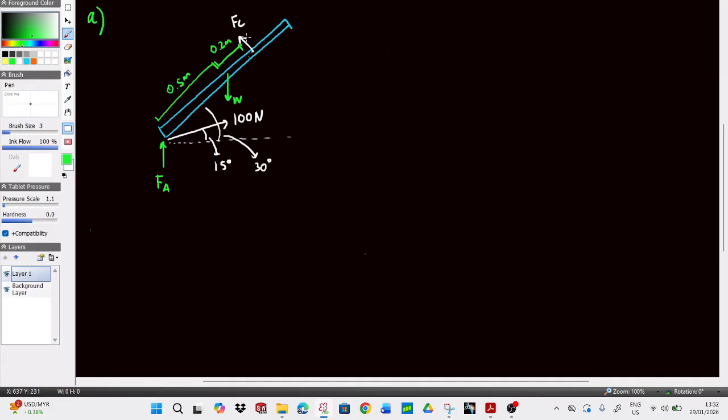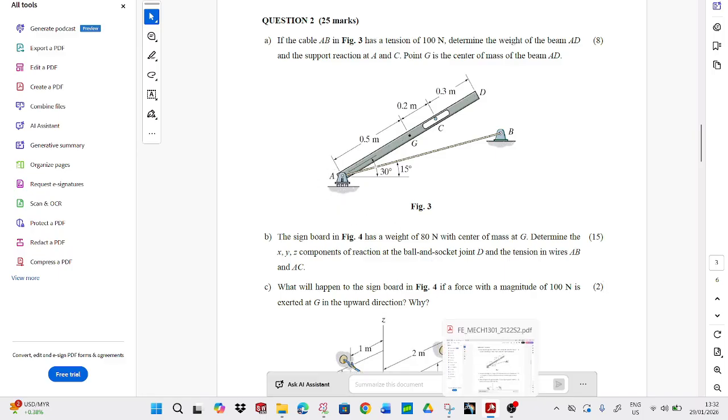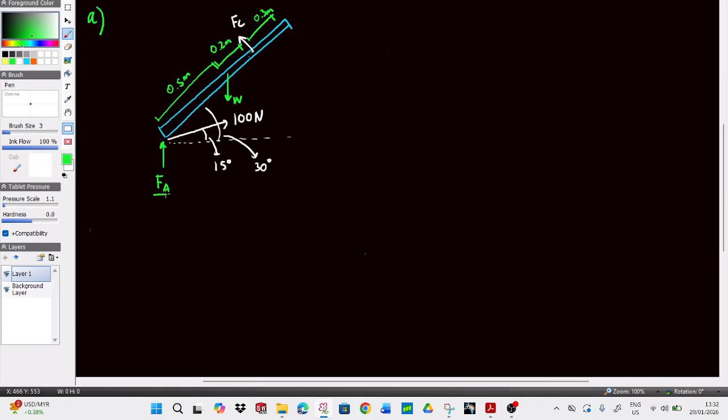Okay, so 0.3 meters. So we can see that we have two unknowns that we want to find. Actually, three unknowns. We do not know the roller force at A, we do not know the weight, and we do not know the FC, right? And the question wants us to find the weight, and the force FC.